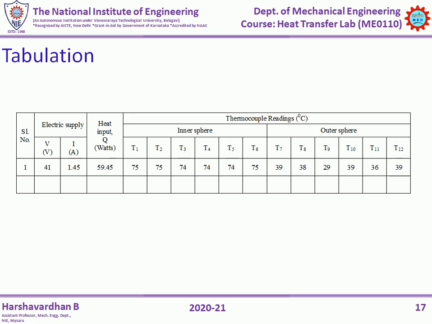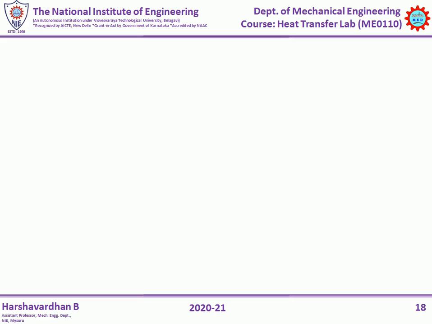And also you need to remember that the ambient temperature was 30 degrees centigrade, which was measured with the help of a thermometer. Now it's time for doing the calculations. So we are going to find out the conductivity of the insulating powder with the help of the steady state condition, that is, heat conducted through the sphere should be equal to the heat convected from the outer sphere plus heat radiated from the outer sphere.